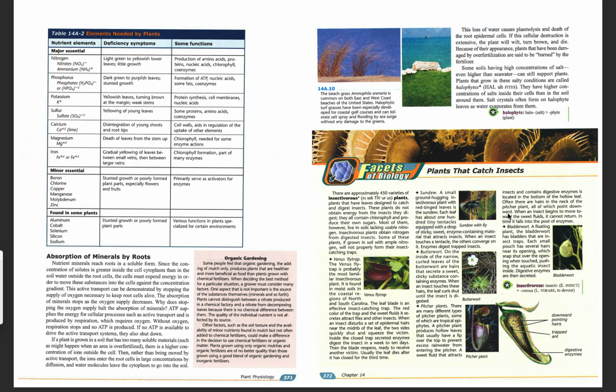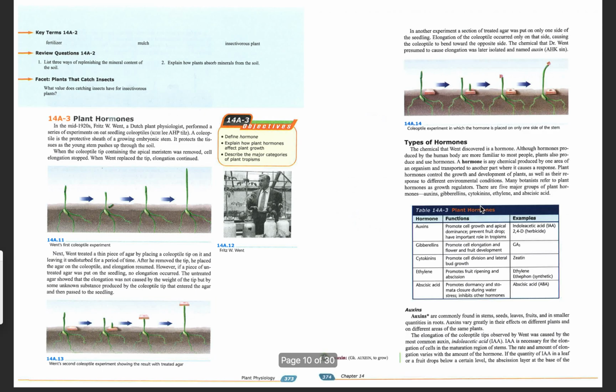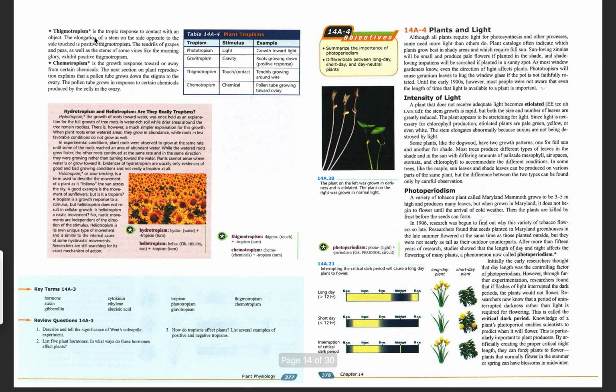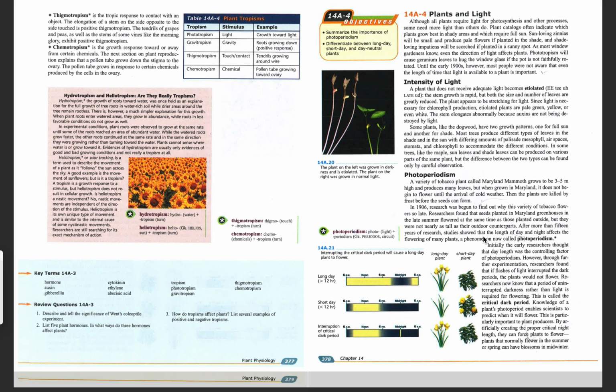Understanding plants that catch insects. These are insectivorous plants. Okay, you've got the plant hormones, auxins, gibberellins, cytokinins, ethylene, and abscisic acid, and then they go into it and explain it. You're supposed to have read all this. Also tropisms, you've got the phototropism, got some pictures here, gravitropism, you've also got thigmotropism, chemotropism, there's some tropisms right there. Plants and light, right, the intensity of light, photoperiodism.